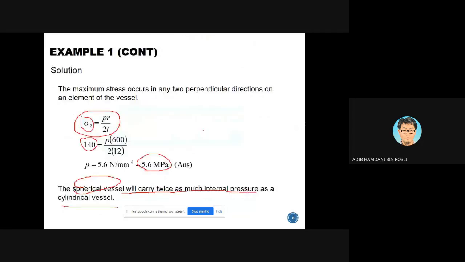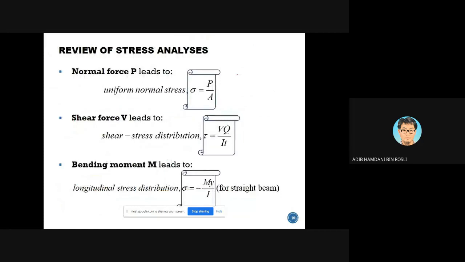So we go to the next one, 8.2. Before we go to 8.2, let's have some review on the stress analysis that we have done before. First, in chapter 1, you learn about normal force, which leads to uniform normal stress. This is the equation: the normal force divided by the cross-sectional area gives you the uniform normal stress. Chapter 1, and even in chapter 4, but chapter 4 focuses more on the axial deformation.